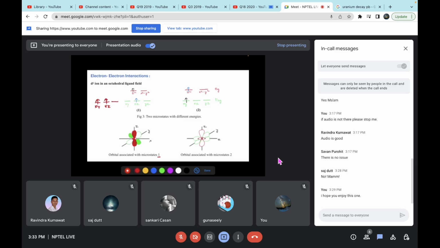And again for microstate 2, the T2g XY. So the XY plane, yeah, this. So this orbital dxy will be filled. I mean the electron density here.